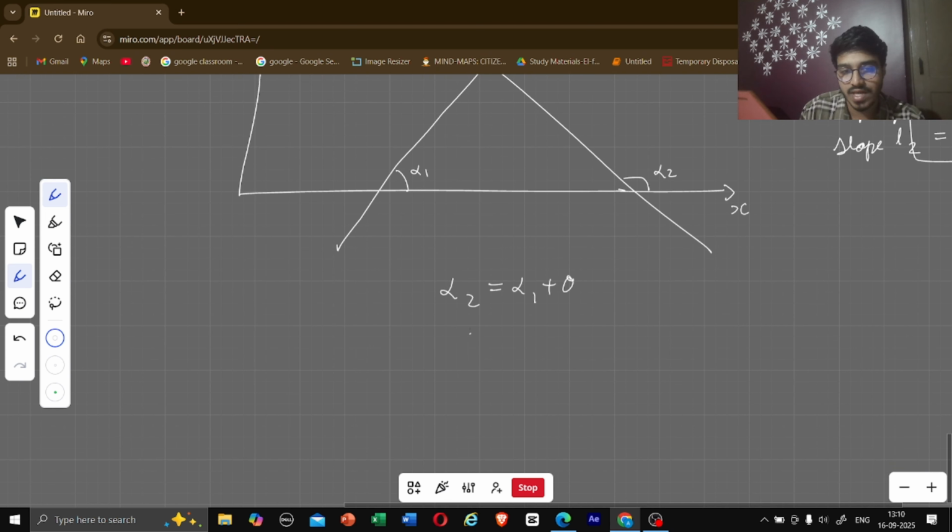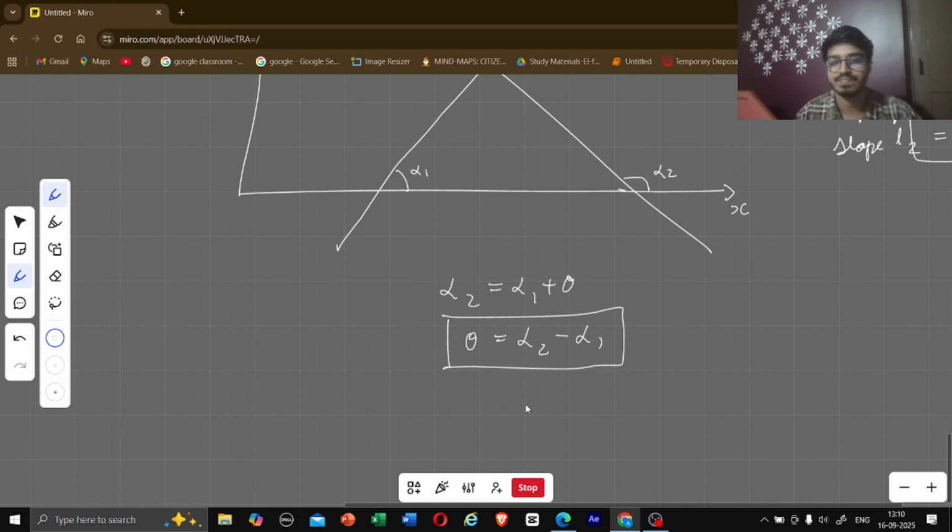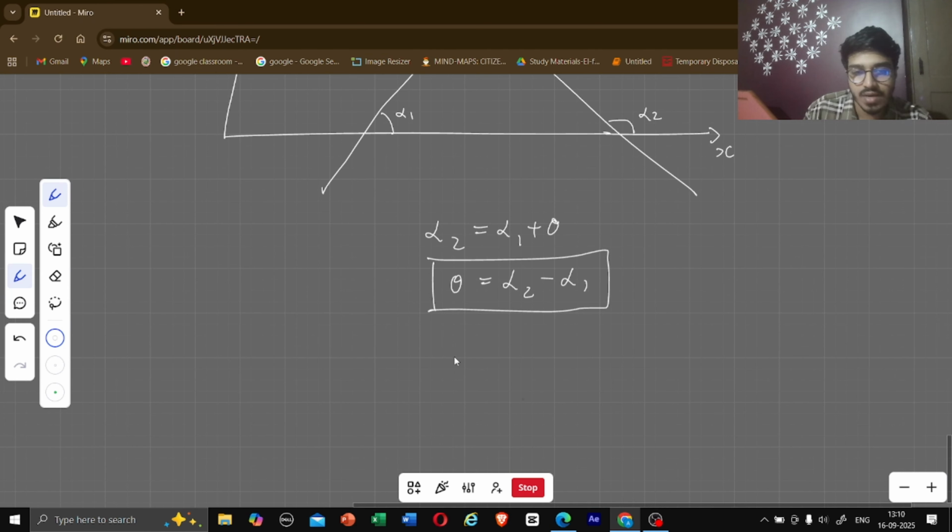Now, you take this as theta is equals to, I will shift this alpha 1 to LHS. You understood this, right? If there is any doubt, please comment in the comment section. You can mention the timeline or explain what doubt you have. Definitely, I will reply to your comments. Now, take tan on both sides. Tan theta is equals to tan of alpha 2 minus alpha 1.